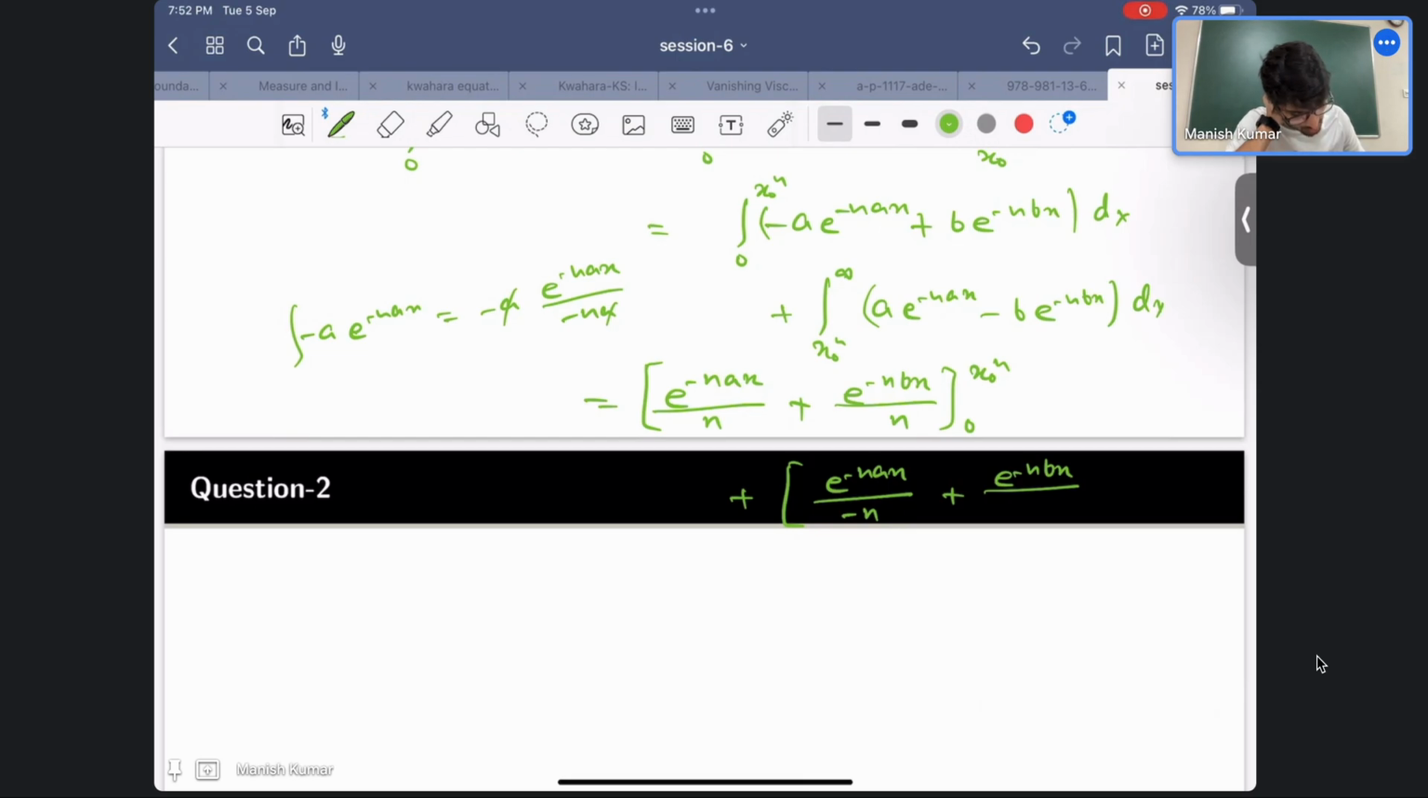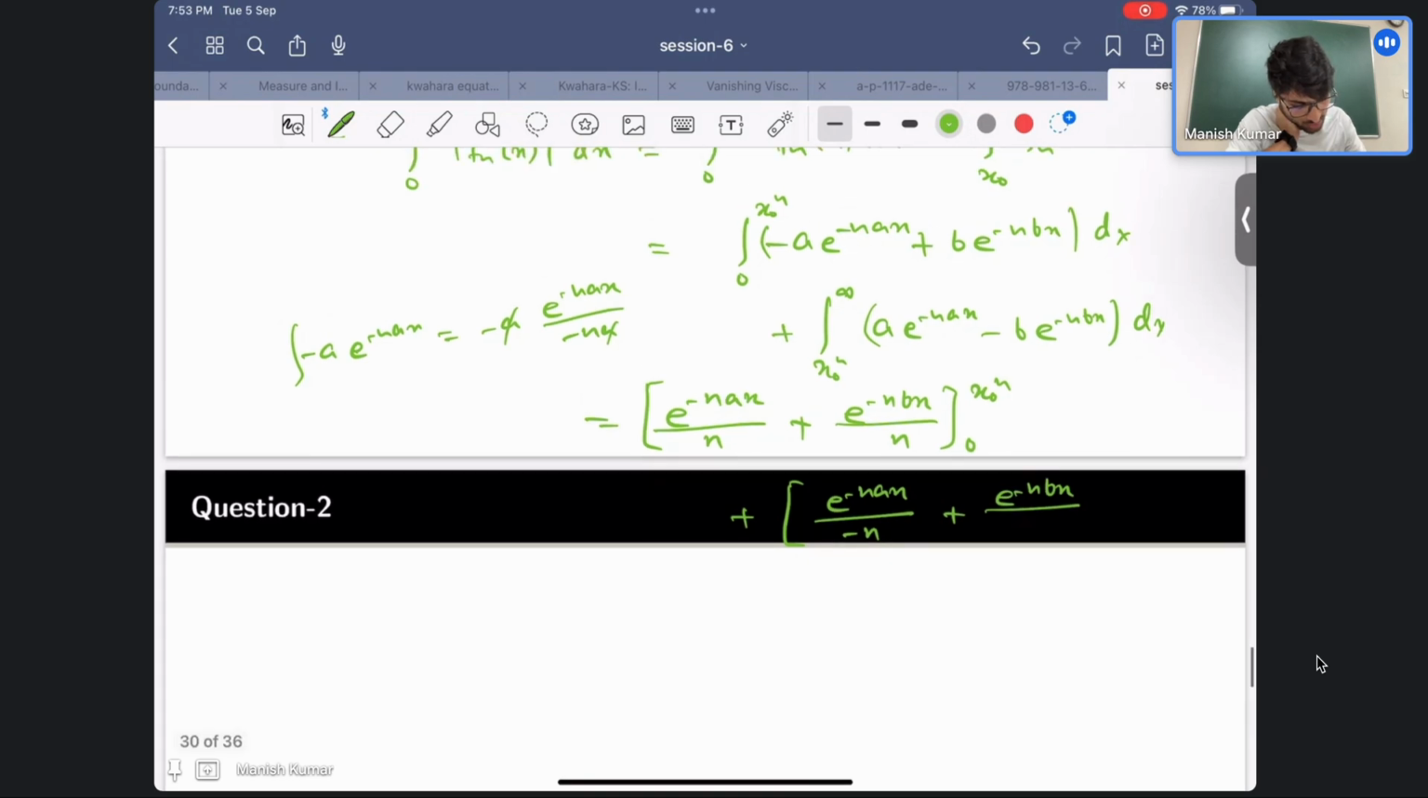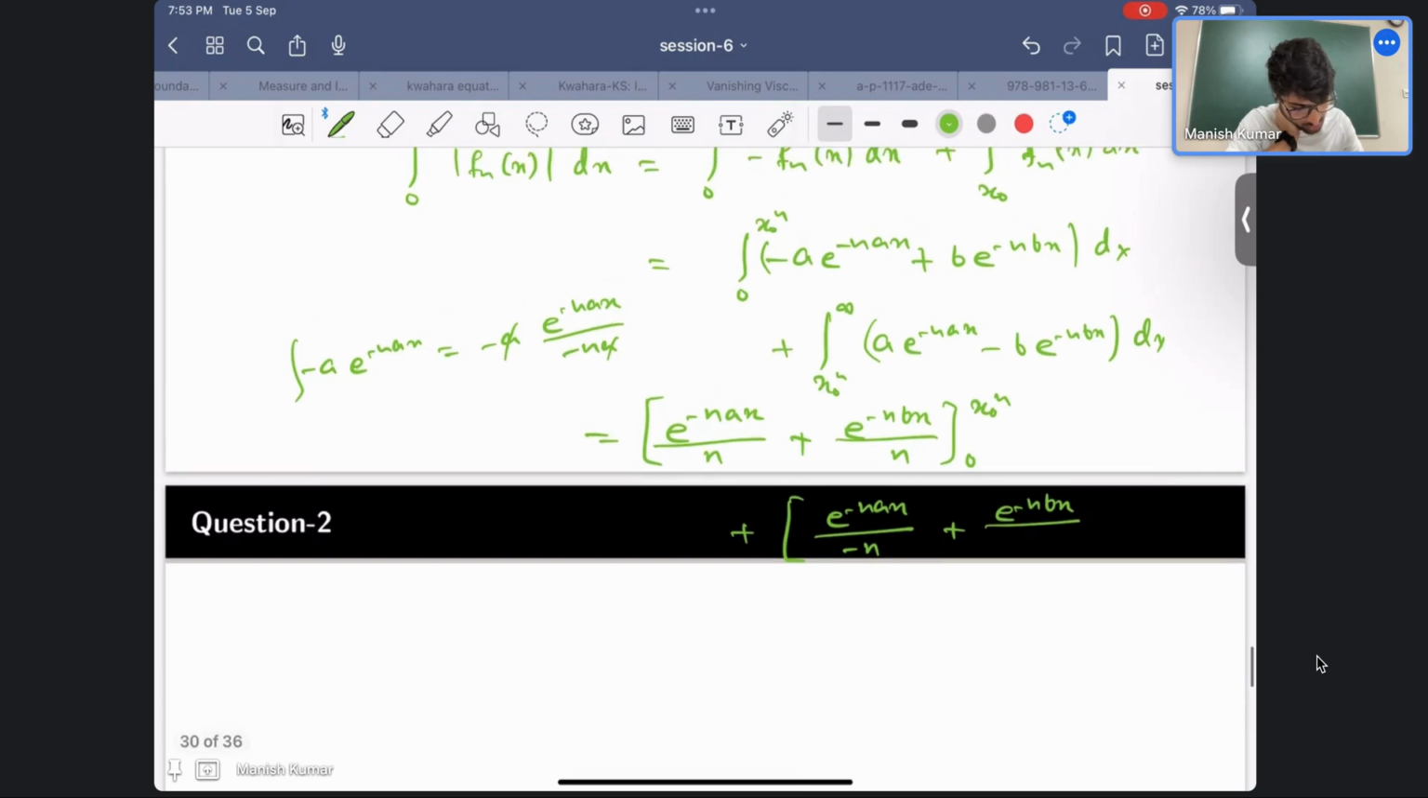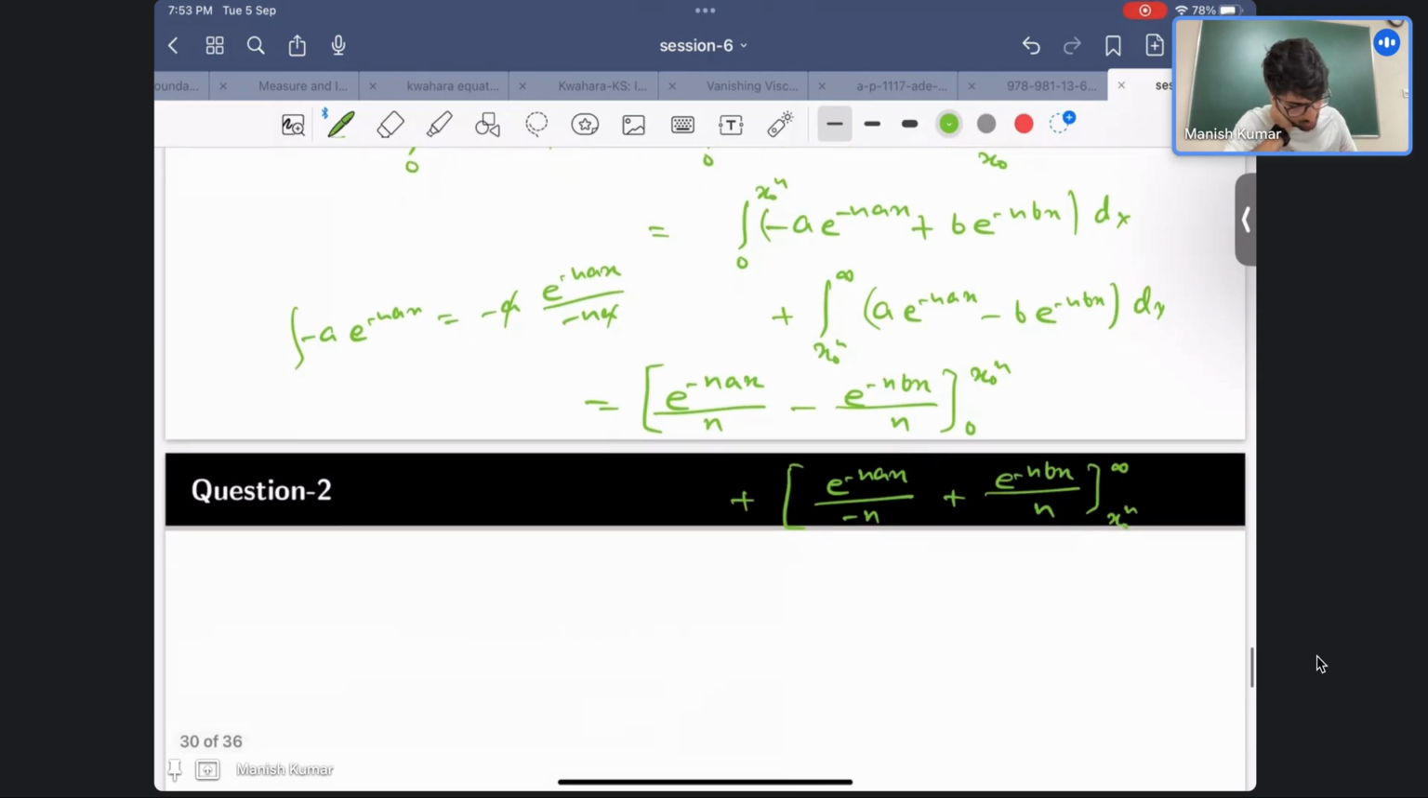Don't know whether I'm doing correct or not. It should be just reverse. So here both of them are plus. Is it correct or not? This will be plus, this will be minus, then this will be plus, and this is from x naught n to infinity. I hope all the calculations are correct. Then minus, okay, I think it's correct.